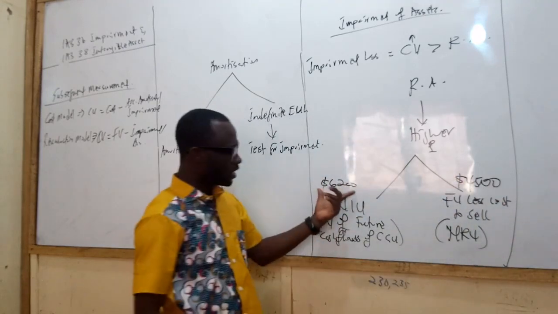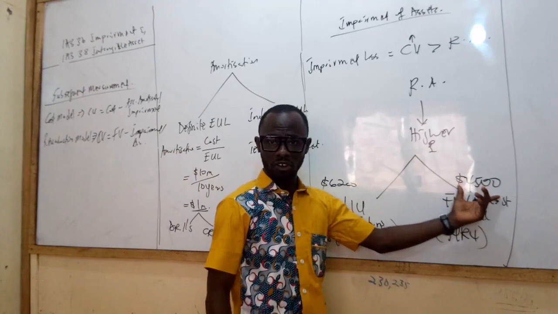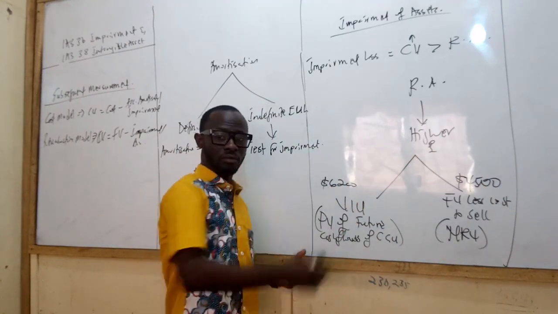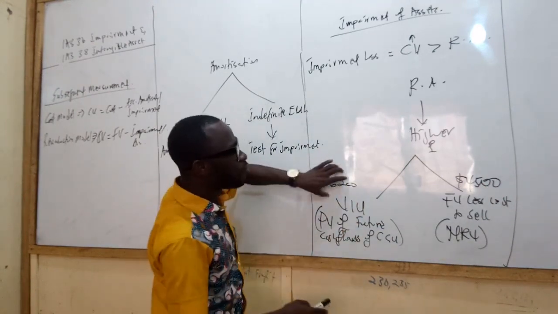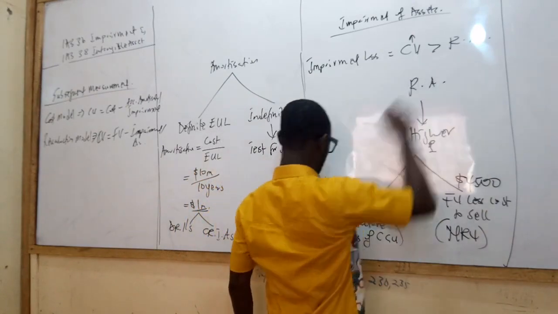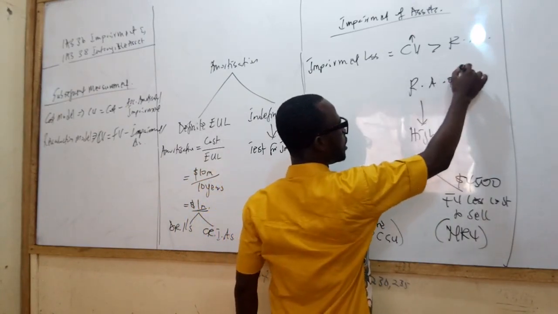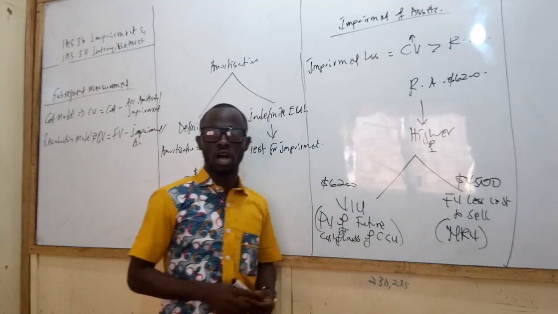Now if you check, 6,200, 4,500. So certainly 6,200 becomes the highest. So 6,200 becomes the recoverable amount.